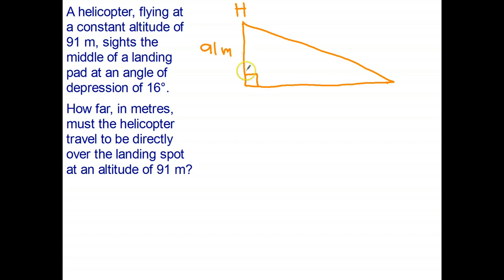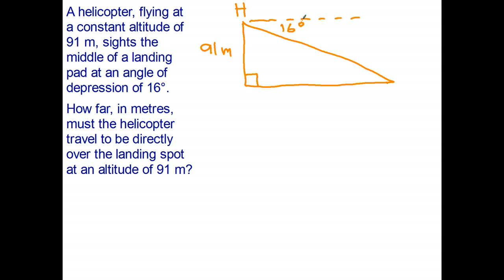A lot of students say, well, here's the triangle. I'm working out the angle of depression, and they want to write the 16 degrees in there because you're measuring from H down. What you have to remember is the angle of depression is measured from the horizontal. So the 16 degrees, in fact, is in there.